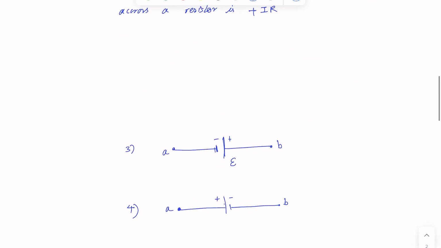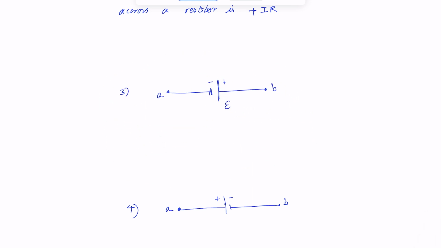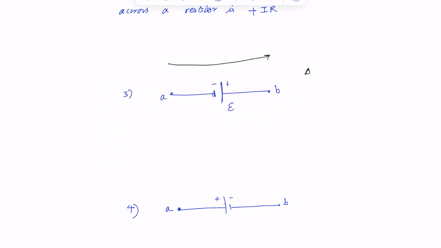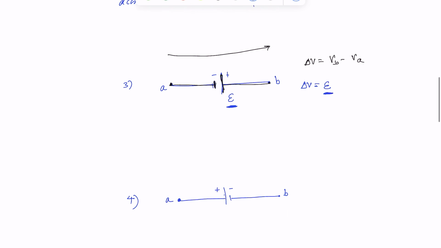Now case 3, again coming in from left going to the right, delta V equals VB minus VA, and you see this positive terminal is connected to B and this negative terminal is connected to A. That means B is at higher potential than A, so delta V is going to be just epsilon. Epsilon is the potential difference marked across the terminals of the battery. The opposite will happen.